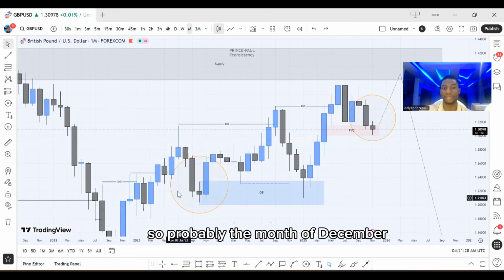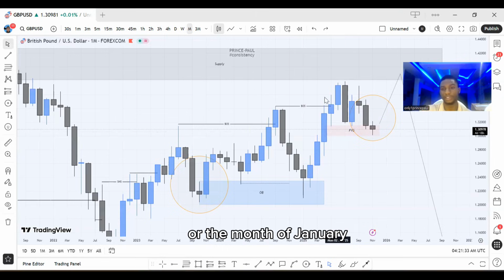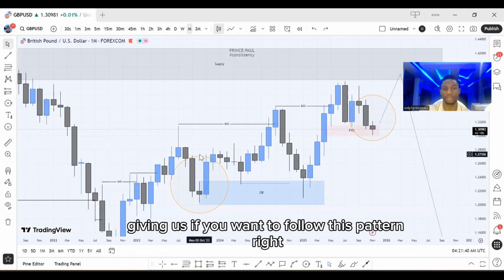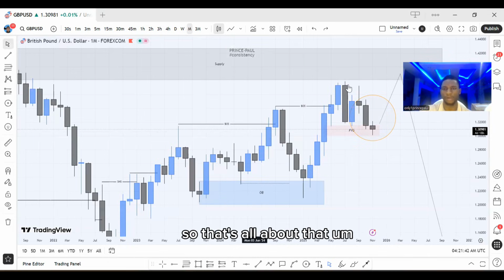Do you understand? This morning star that bought price all the way to the upside is also anticipated to happen. So probably the month of December or the month of January, depending on how the market goes, we might continue to buy to the upside, right? Giving us, if you want to follow this pattern, right? So that's all about that.